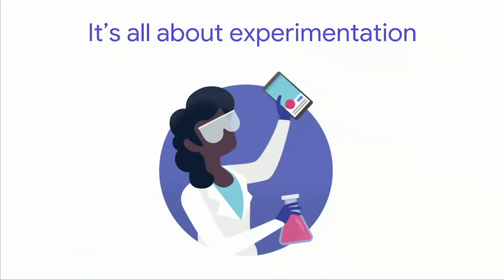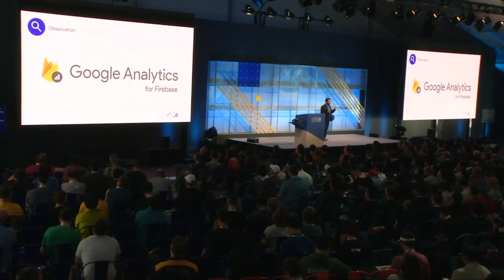As we talked to other app teams about how they're solving these problems, we heard one thing consistently repeated about the growth process. It's all about experimentation. You can't afford to rely purely on intuition. Instead, it's much more effective to run an experiment and let data drive product decisions. It starts with Google Analytics for Firebase, which helps you observe user behavior.